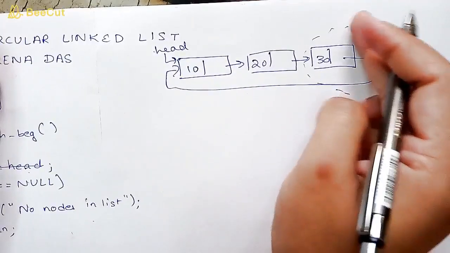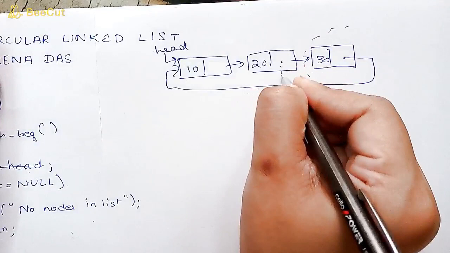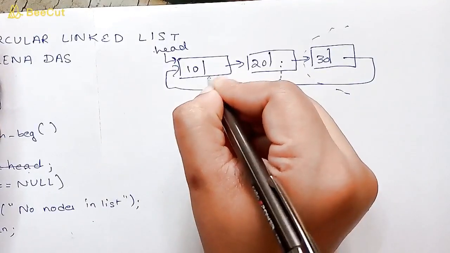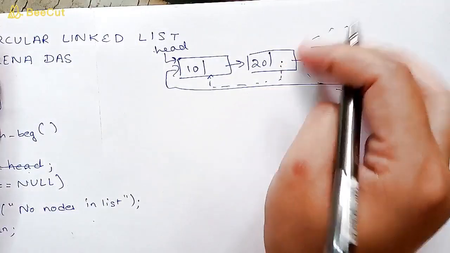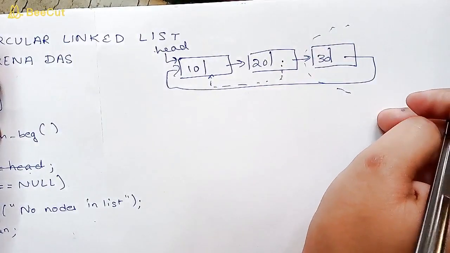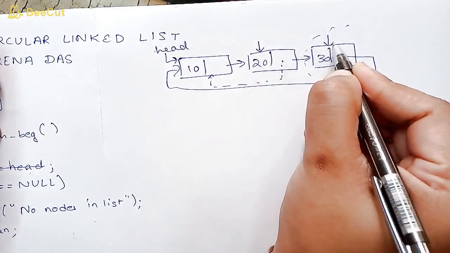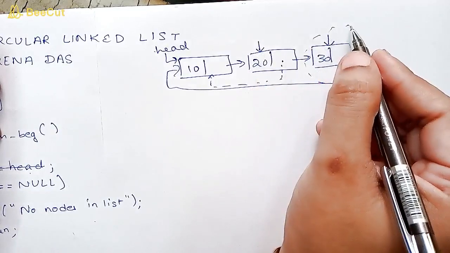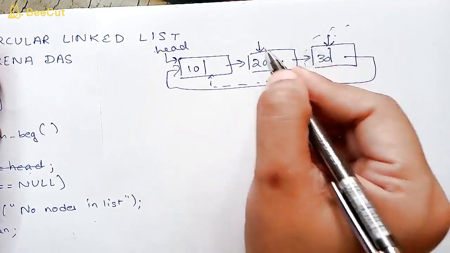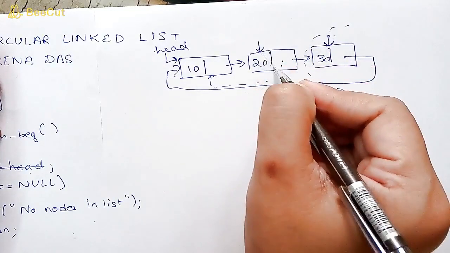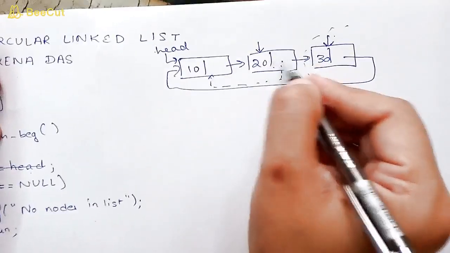See, if I want to delete this node, then this node should contain the address of head, right? This node should contain the address of head and this should become free. That means I need a pointer which should point to this node as well as this node, so that I can use the pointer which is pointing to this node in free function, and the pointer which is pointing to this node, I need to modify the next field of this node.